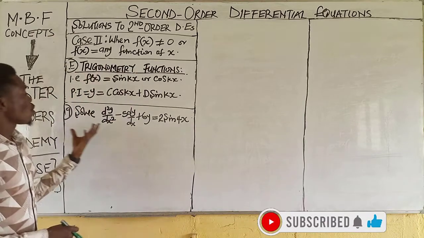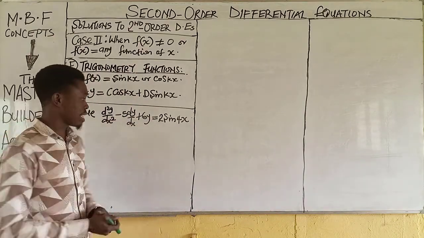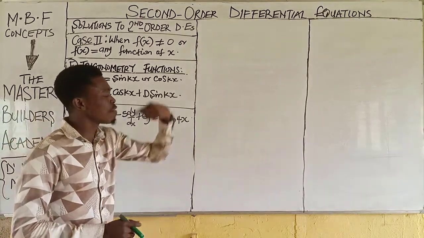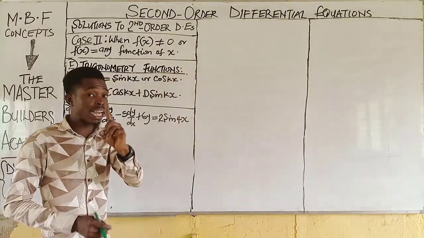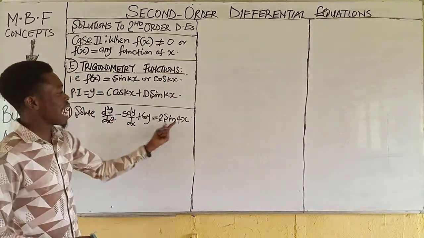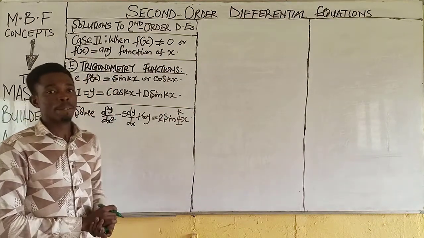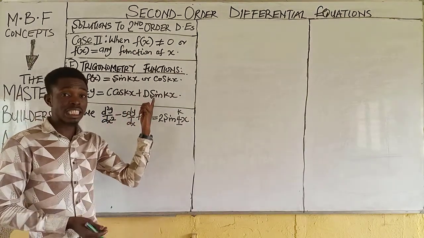Now, we are asked to solve d square y over dx square minus 5 dy over dx plus 6y is equal to 2 sine 4x. Now, sine 4x. This 4 we just have is the k that you are given. So it does not change. It's only c and d that you will obtain.